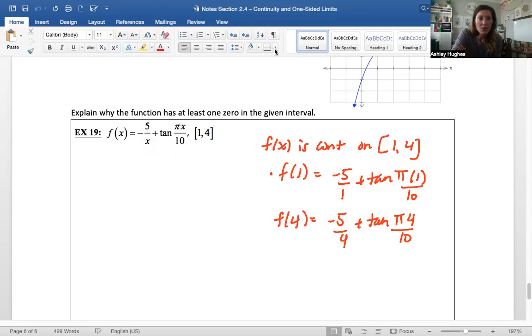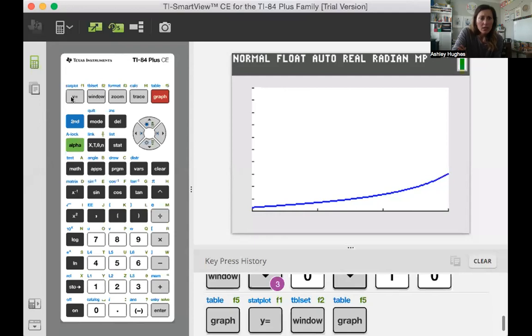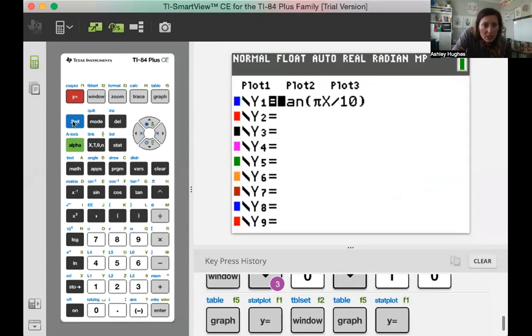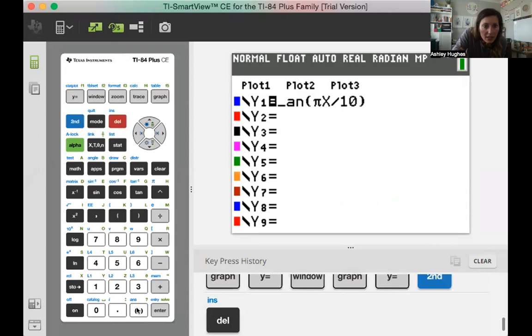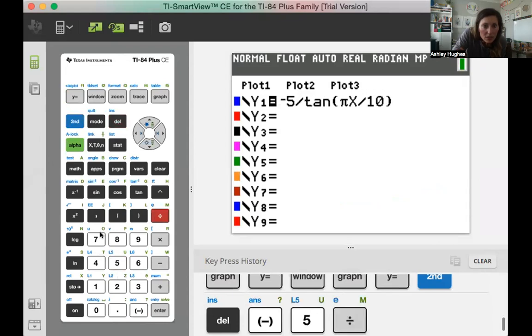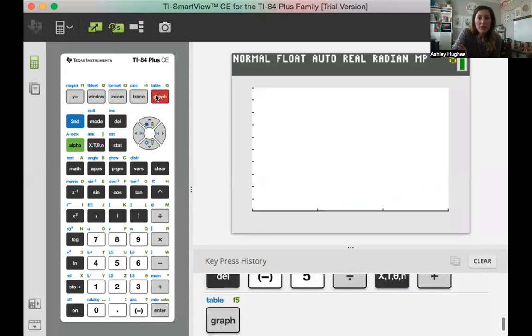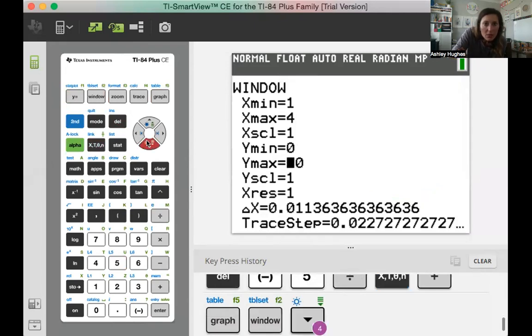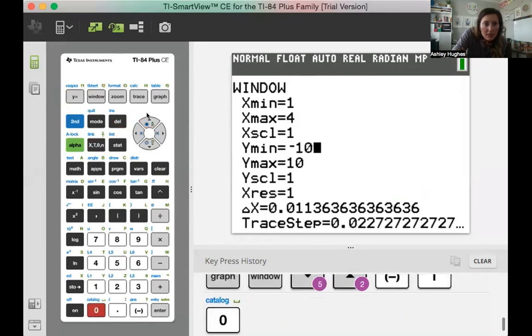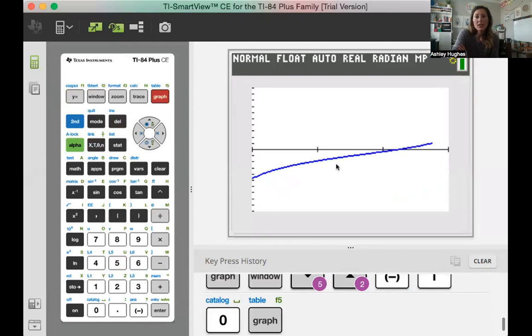So I'm going to actually go back to the calculator. Negative 5 over x. Okay, so let's share this. I'm going to insert negative 5 over x. I'm typing the whole function now. Plus tangent. Okay, here's our graph. Oh, all right, we can't see. Need to change my window. The y min needs to be less than 0. So let's say negative 10 and see what happens. All right, there, now you can see it.